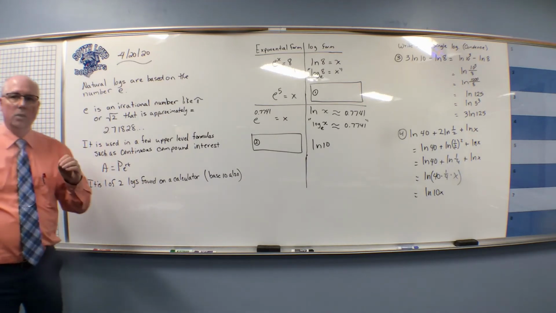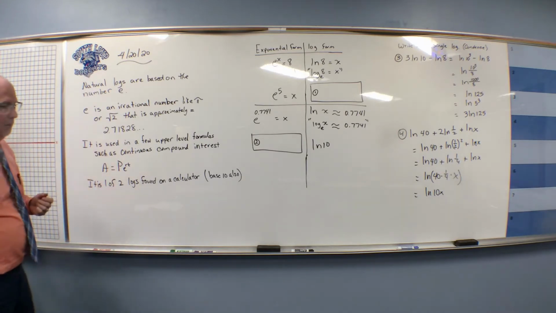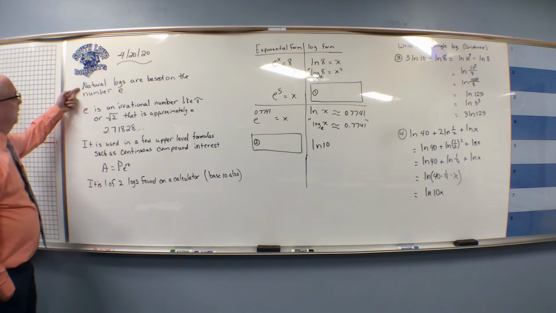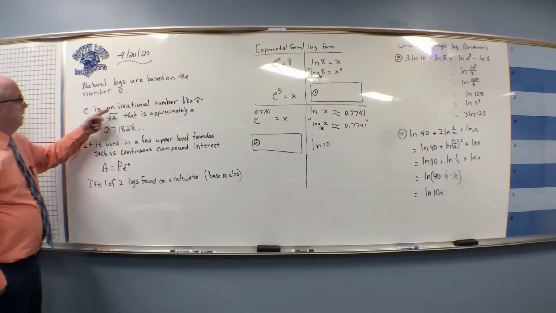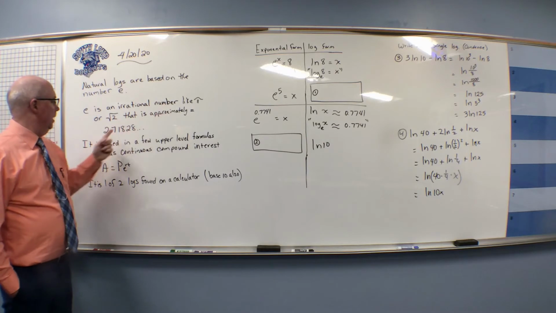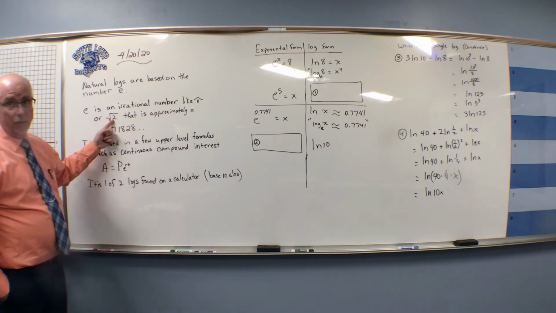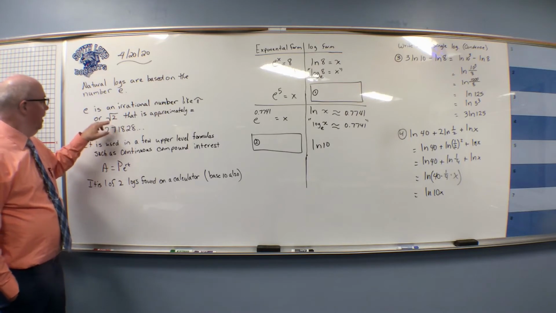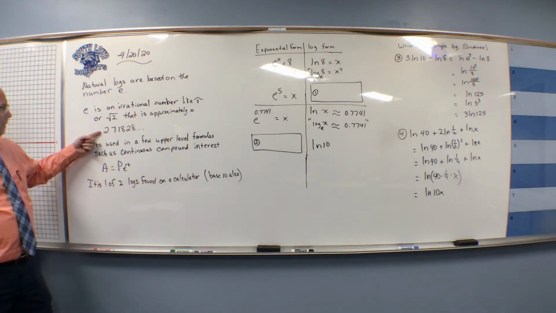Well, common log was based on the base of 10, which is what our number system is based on. Natural logs are based on a number called e. I will tell you that e is an irrational number like pi, or the square root of 2, and it is approximately equal to 2.71828. It's not equal to the square root of 2, I want you to understand. I'm just saying, like the square root of 2 and pi, it is irrational. And this is what it approximately is equal to.